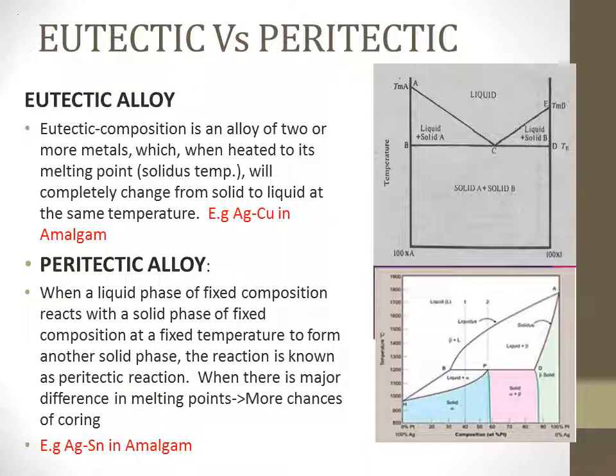In case of a peritectic alloy, the graph is a bit more complicated, as you can see. When a liquid phase of fixed composition reacts with a solid phase of fixed composition at a fixed temperature, not again under a range of temperature, it forms another solid phase. This reaction is known as a peritectic reaction, where there is a major difference in the melting points. As you can appreciate from the graph, there are two metals and there is a vast difference in their melting points. This kind of alloy is known as a peritectic alloy, and an example again in amalgam is the silver tin phase.